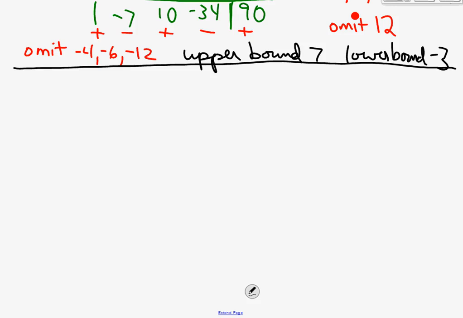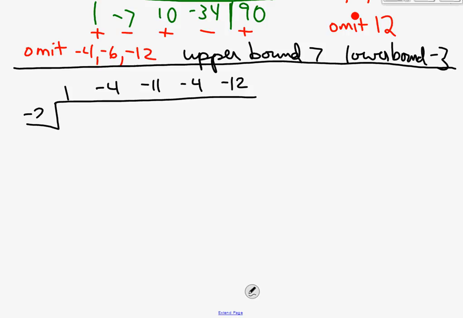So let me write my numbers again. 1, negative 4, negative 11, negative 4, negative 12. And I'm just going to use my short version. So negative 2, 1, negative 2 minus 4, negative 6, 12 minus 11 is 1, negative 2 minus 4, negative 6, 12 minus 12, 0. So there's a 0. And now that I have a 0, what am I going to do if I'm using my short version?